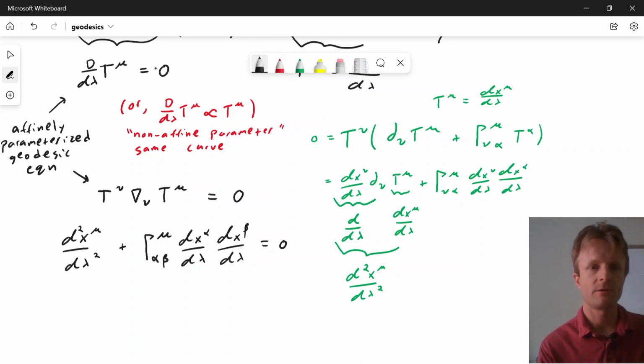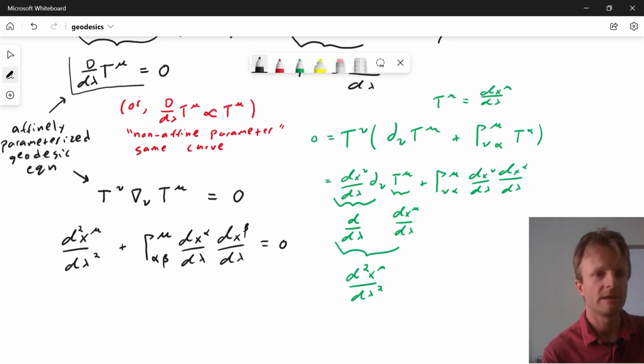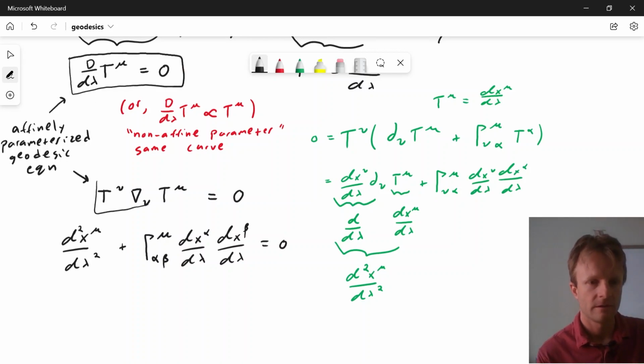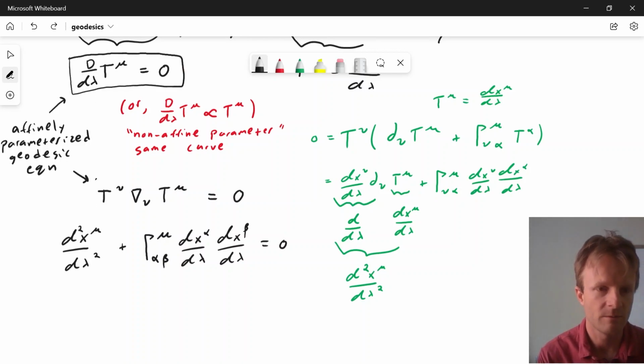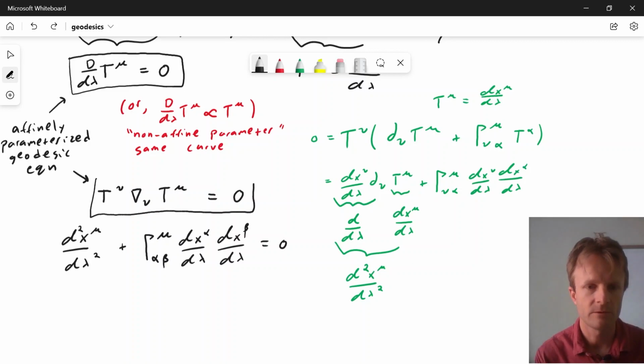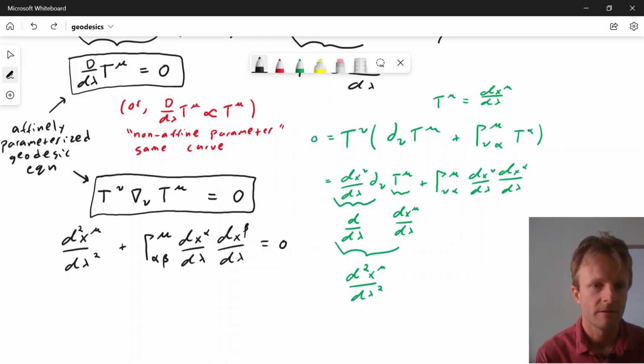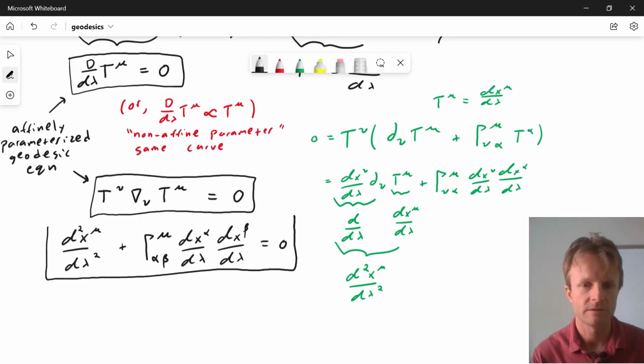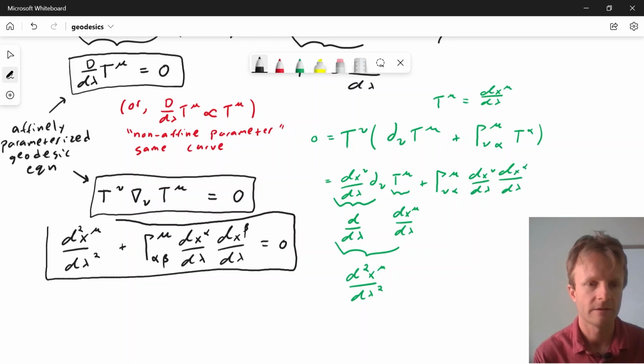Okay, so three forms of the affinely parametrized geodesic equation that you may find useful in different circumstances. Any questions? Just ask.